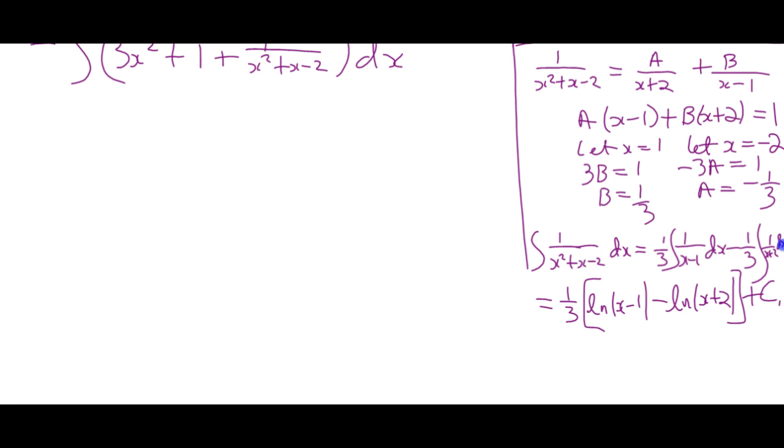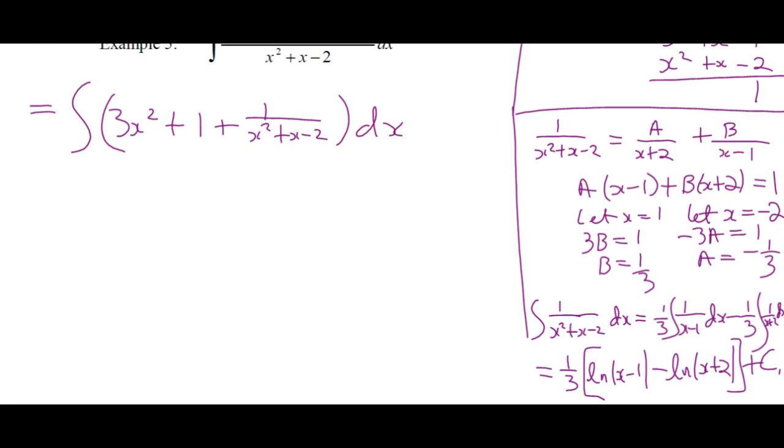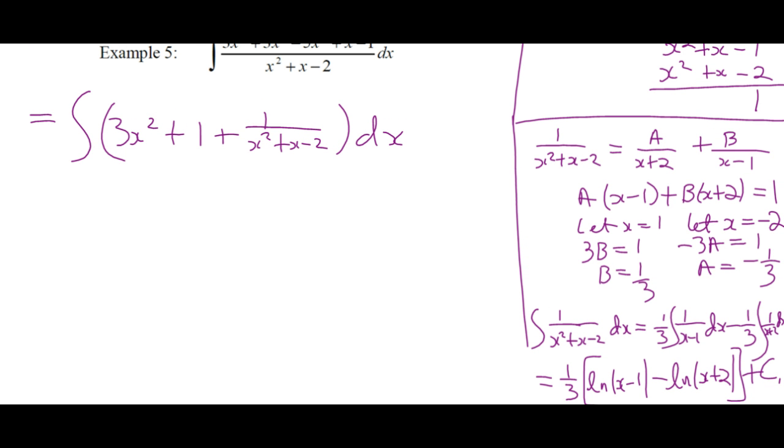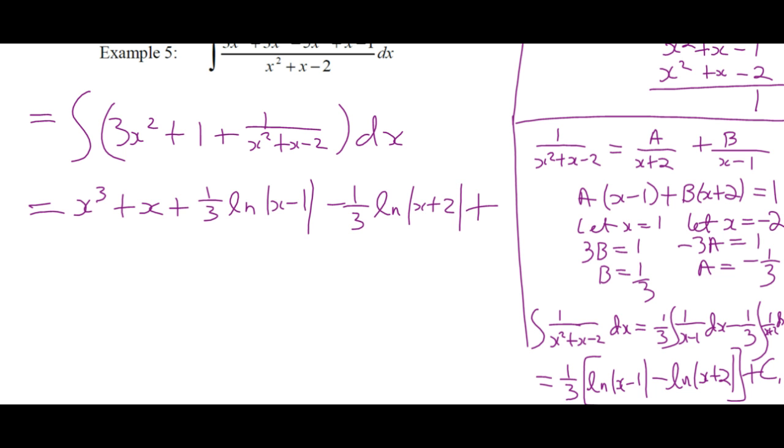Now we can go back here and do this. Because we have this integral sitting there, just waiting to be plugged into place. So this is equal to x cubed plus x plus 1/3 ln of x minus 1 minus 1/3 ln of x plus 2 plus C. Not C1, a different C.